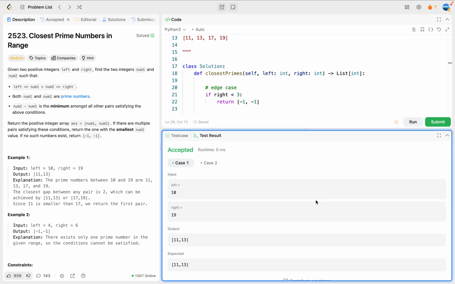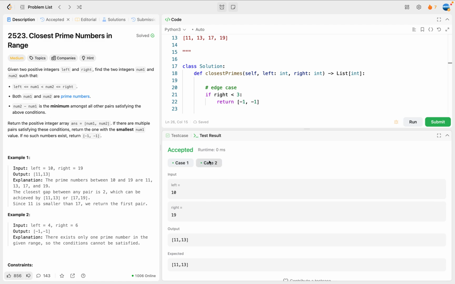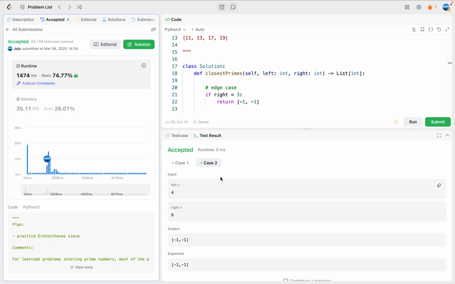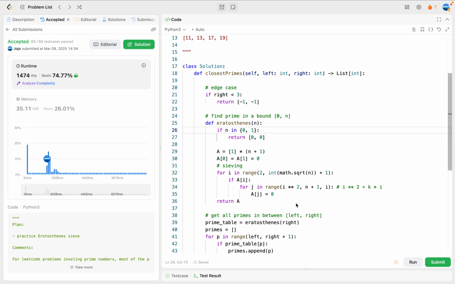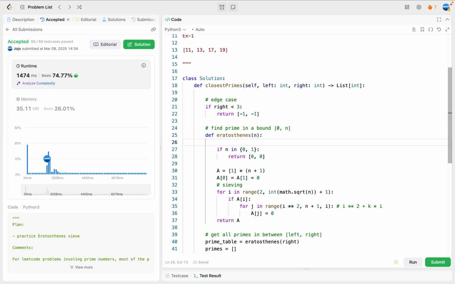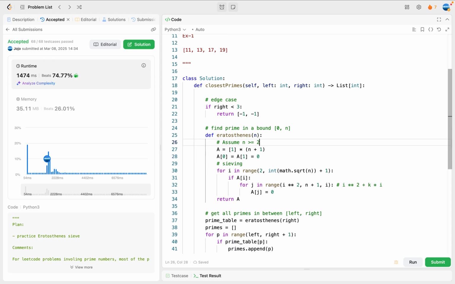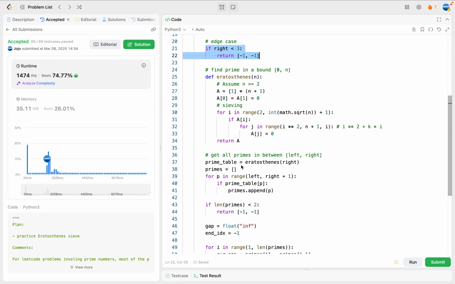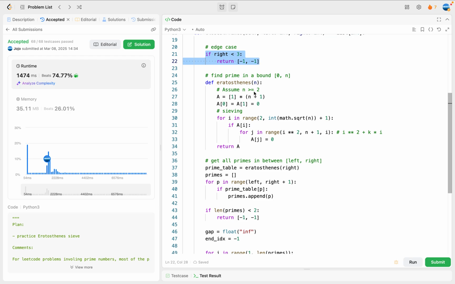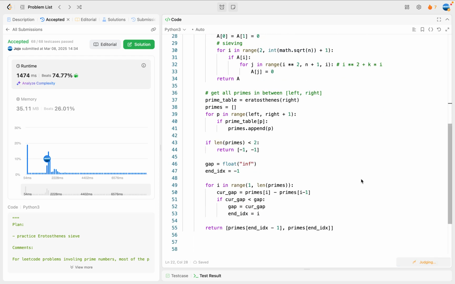Now let's see. It passes the first two test cases. So now let's look at the generic case. It passes all the cases. Here, actually we can even assume n is greater than or equal to 2. So we don't need this line, because that's not very elegant. The reason is that we have already checked if right is less than 3, right? And so here we just consider the case when n is greater than or equal to 2. So this will also work.